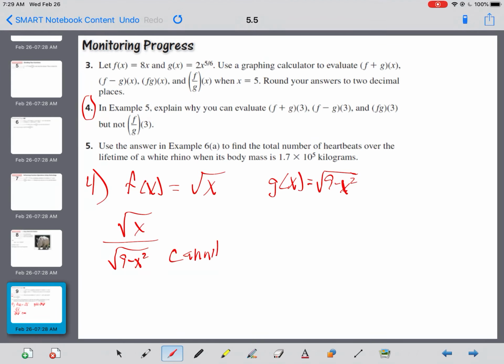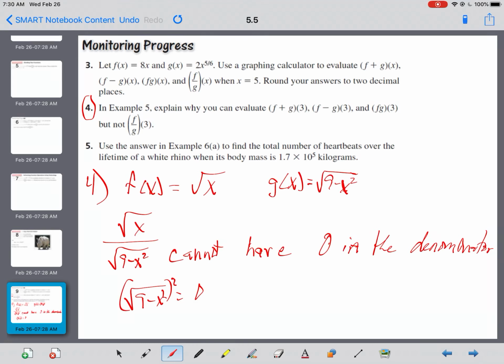You can't have 0 in the denominator. And so if we say the square root of 9 minus x squared equals 0, and then we square both sides, and we get 9 minus x squared equals 0, we add x squared, we say 9 equals x squared, and we square root. X is either 3 or negative 3.